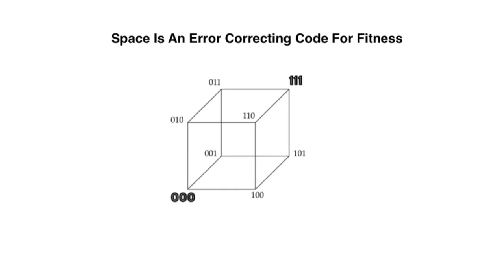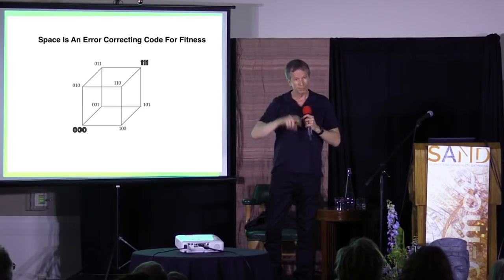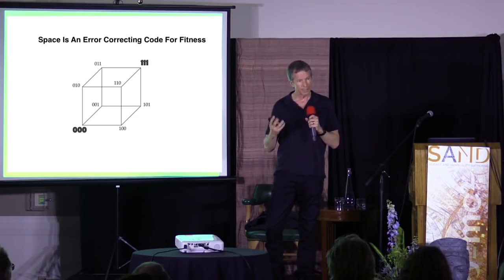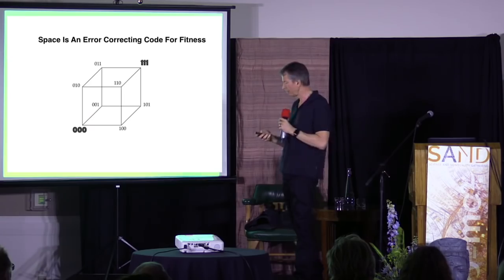So I put it on this cube to show you that what I've done is I've taken one bit, which is either 0 or 1, and I've exploded it up into a 3D volume. And that's what I propose your perception of space is. You're perceiving a 3D world, not because there's an objective 3D. This is just the format of your error-correcting code. You live in the data matrix for fitness.